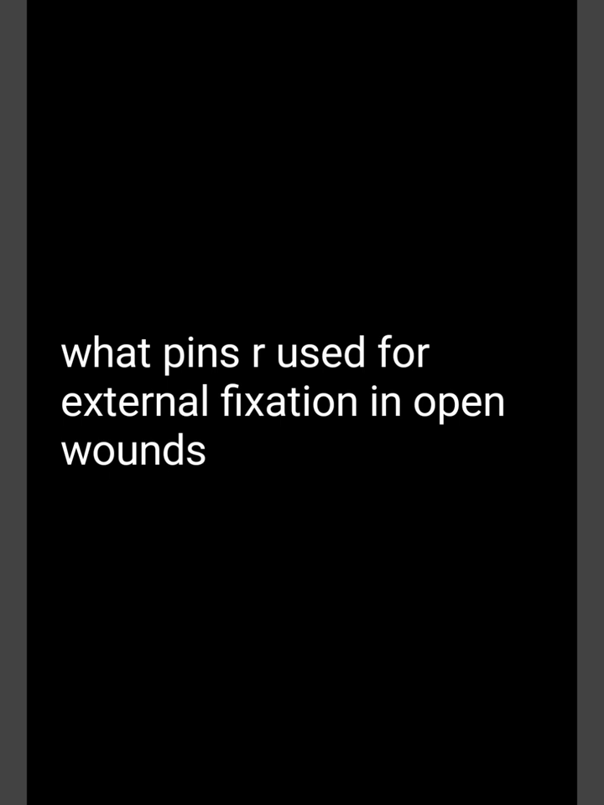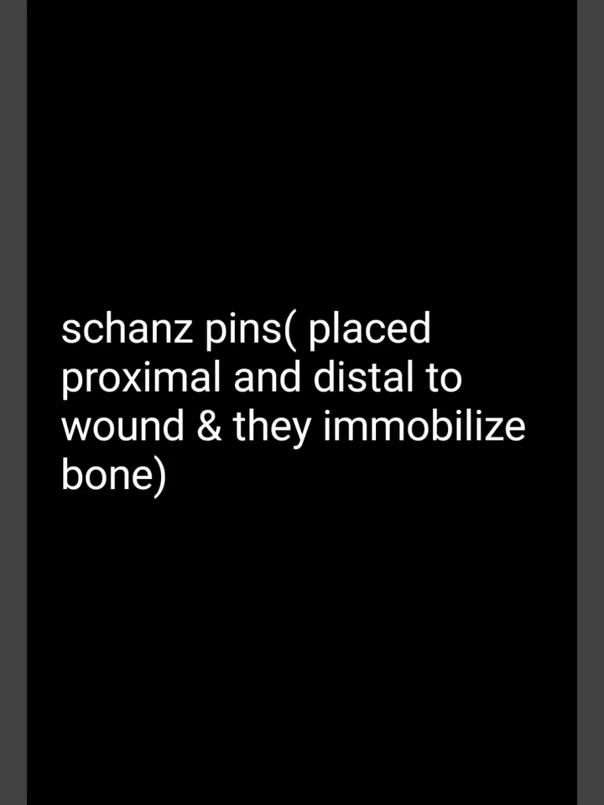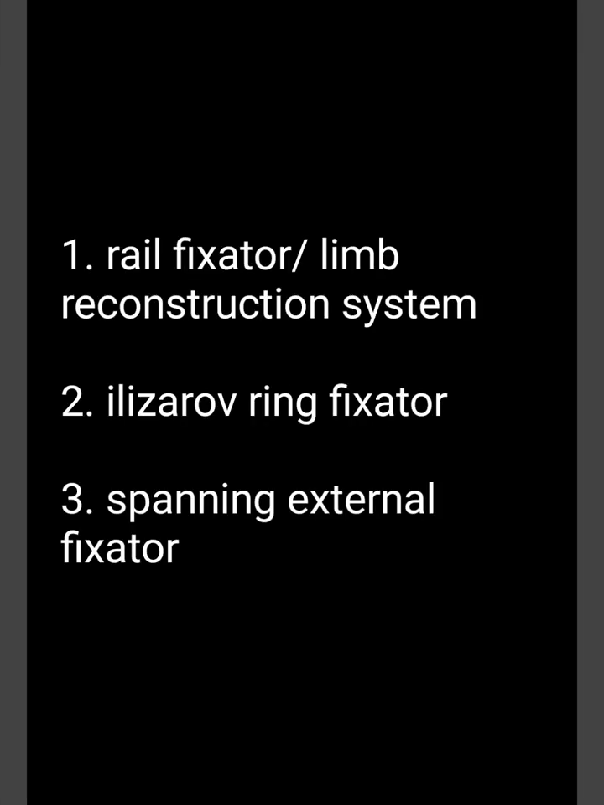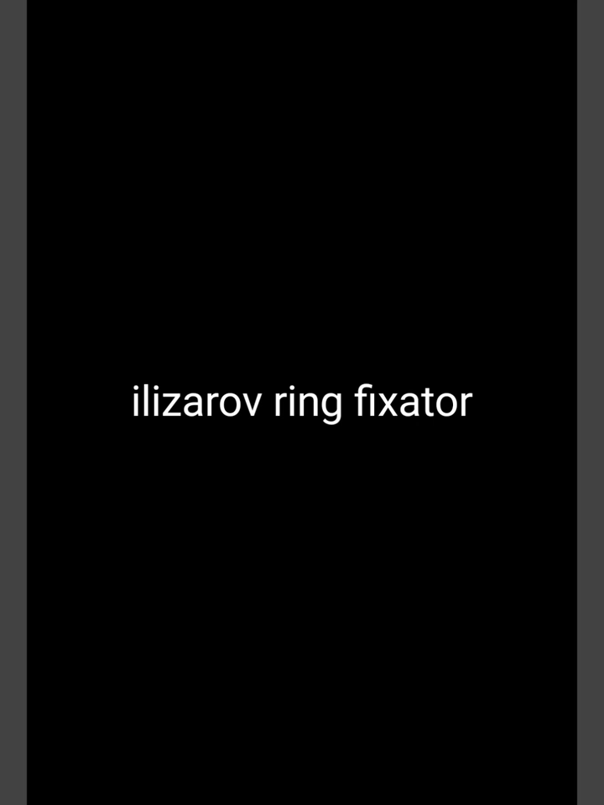What pins are used for external fixation in open wounds? Schanz pins, placed proximal and distal to the wound, and they immobilize the bone. Types of external fixation. 1. Rail fixator, limb reconstruction system. 2. Ilizarov ring fixator. 3. Spanning external fixator. Most stable external fixator: Ilizarov ring fixator.